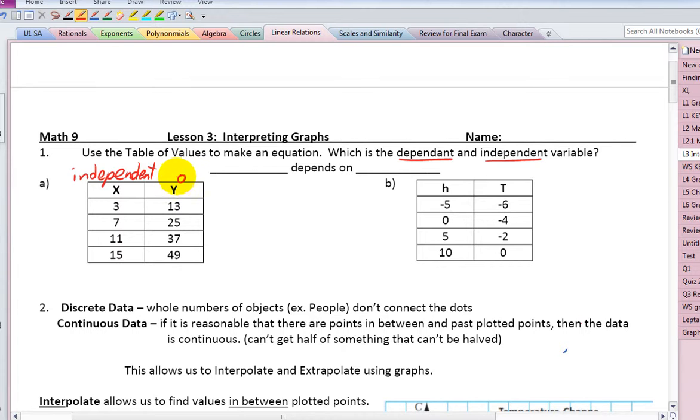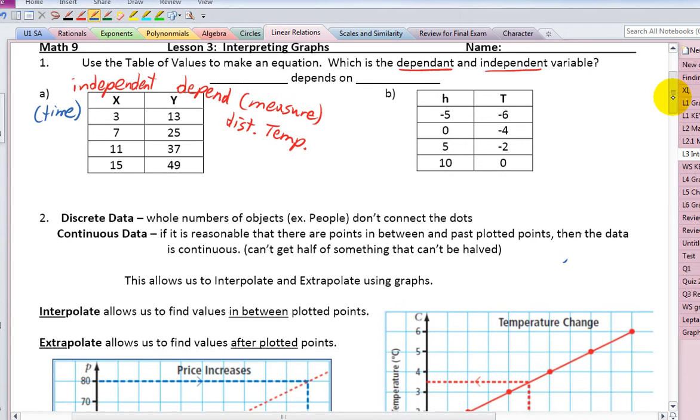Whereas Y is our dependent variable. It's the one that we're going to measure. So often it's going to be a distance like meters or centimeters, or it's going to be a temperature. Okay. And your independent is often, for science, time. Well, it is, time's always independent. Okay. But sometimes it's time, sometimes it's altitude, depending on the graph. All right. So that's the first little bit of information, dependent and independent.